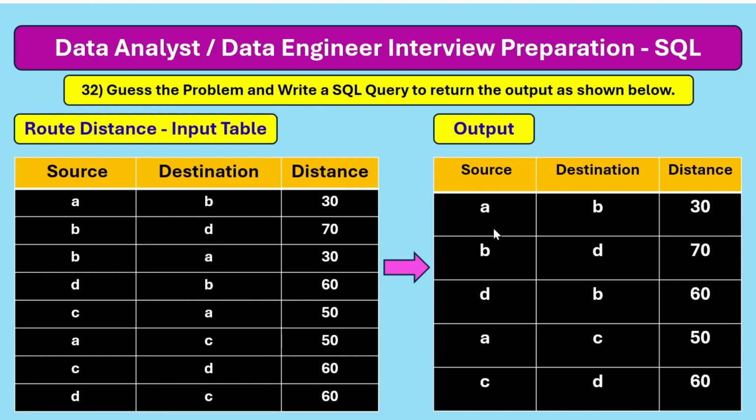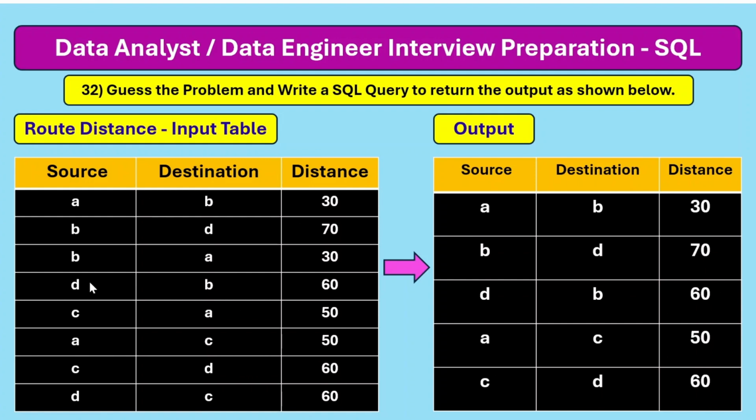Before that, just consider A and B, source and destination. Here also you are getting source and destination. Next, B and D. Here also you are getting B and D. Next one, B and A. This is the forward path, like A to B, and this is the backward, reverse path, like B to A. Now if you observe here, it is given A to B, B to D, and there is no B to A. So we should not return this B to A. This is the first case.